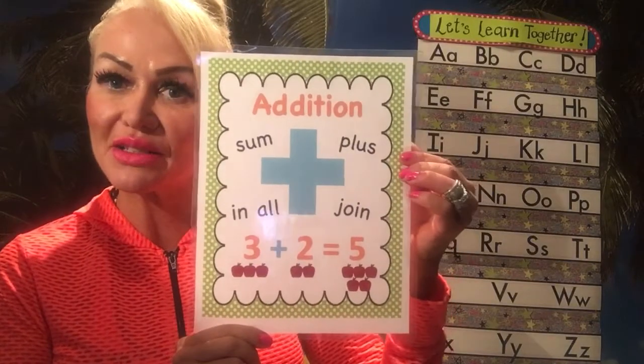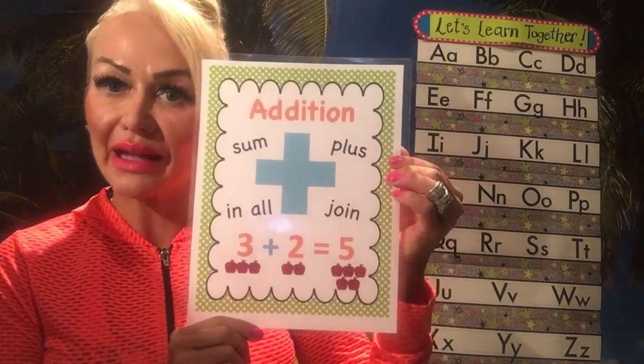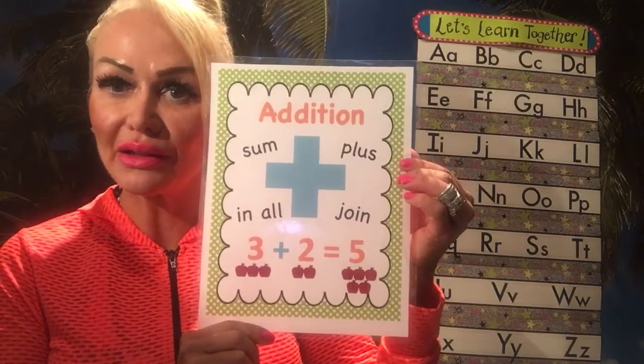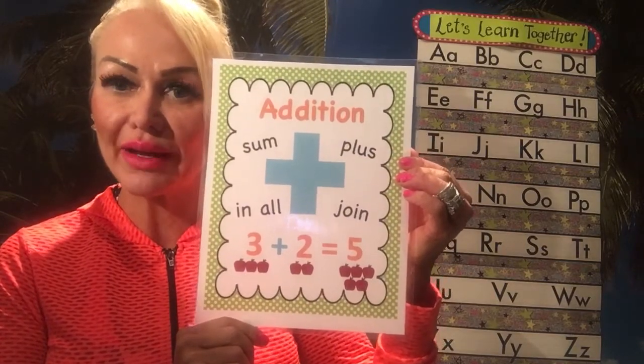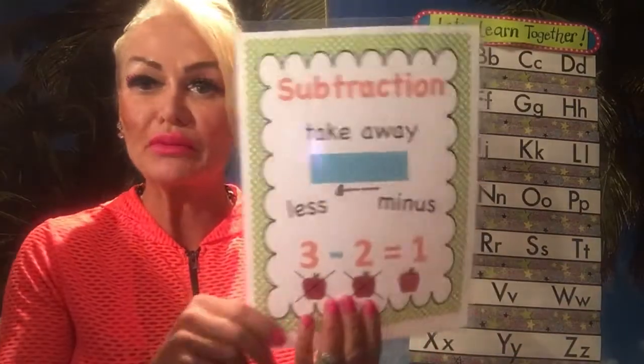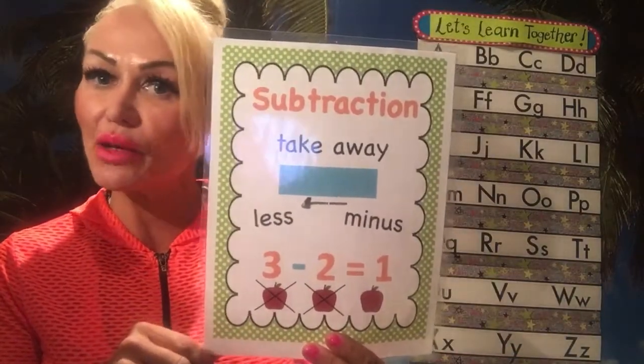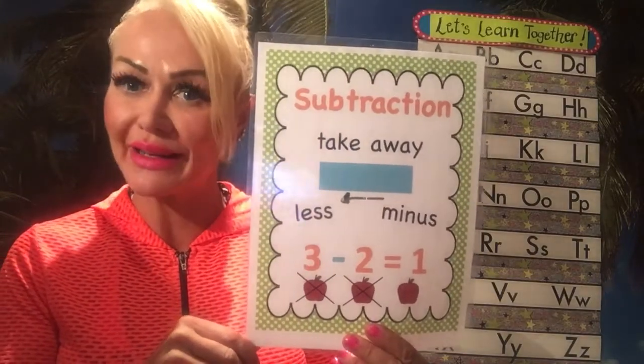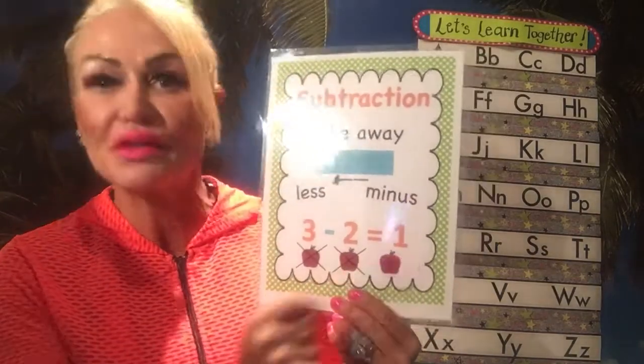The words we like to use for addition are plus, in all, sum, and join. So if we're adding numbers together, it's of course combining. With subtraction, the language we often use is take away, less or minus, and the answer of course is called the difference.